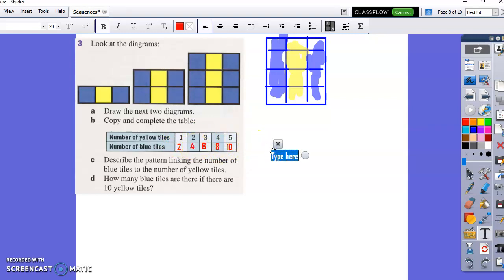So we can say that in fact it is 2 times the number of yellow. Okay, so we are doubling. So how many blue tiles are there if there are 10 yellow tiles? So 2 times 10 will be 20. Okay, so in this way we can find different rules about these ones.